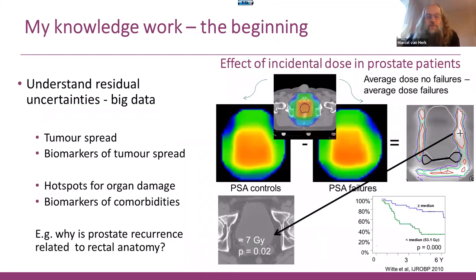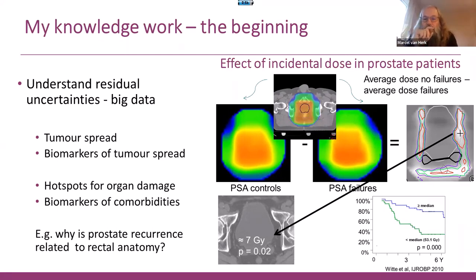But there is another aspect of knowledge, and that's when does the tumor actually go away, yes or no? And to understand why that is, we've been looking at big data analysis. And we started out in prostate cancer because there was a little bit of a mystery there. And it turned out that the recurrence of prostate cancer was related to the anatomy of the rectum. If there was a very full rectum, the tumor came back more often. And we couldn't really work it out.